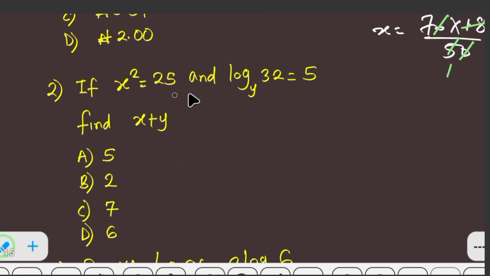If x squared is equal to 25 and log of 32 to base y is 5, find x plus y. The first thing is to break down this question first. You can see that x squared is 25. Since x squared is 25, that means x is 5, because you are taking the square root of both sides. So x here is 5.